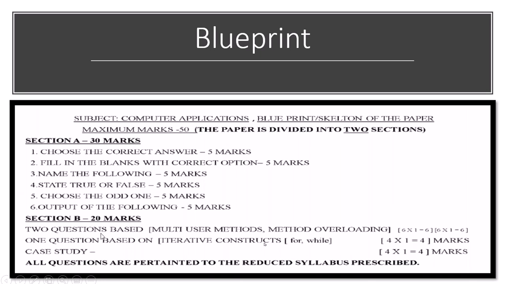Coming to Section B, you'll have two questions based on multi-user methods and method overloading, that is 6 marks, and one question based on iterative constructs, for and while, that is 4 marks, and one case study, again 4 marks. All the questions pertain to the reduced syllabus and it is prescribed.